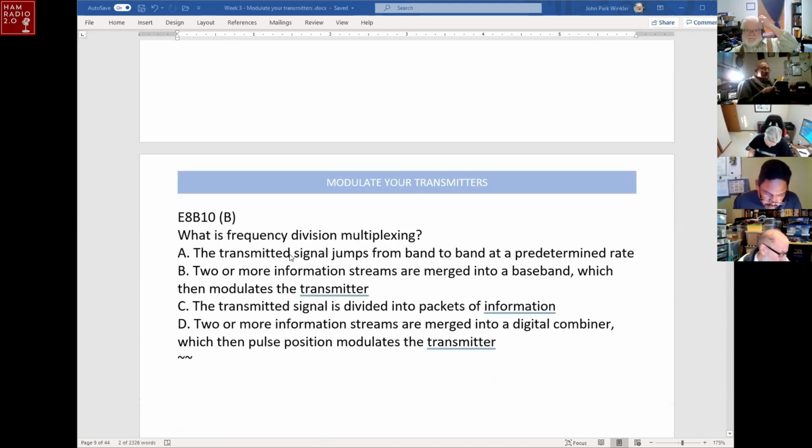The next one, E8B10. The E is for Extra pool, the 8B is the segment, and the 10 is the question number in it. What is frequency division multiplexing? The answer is B: two or more information streams that are merged into a baseband, which then modulates the transmitter.